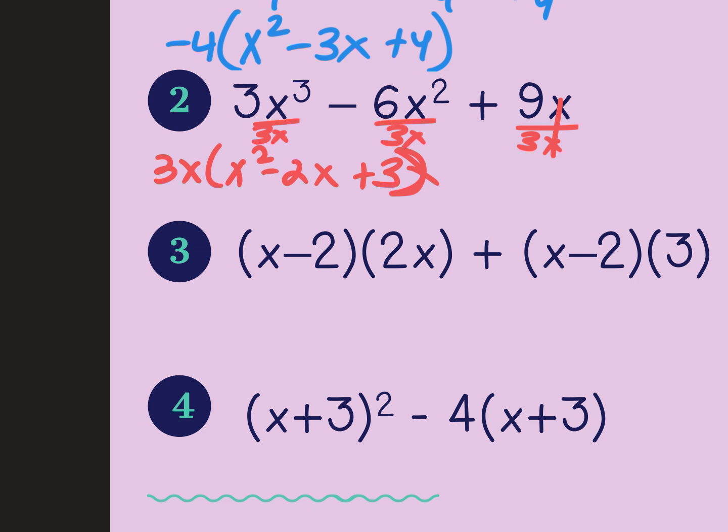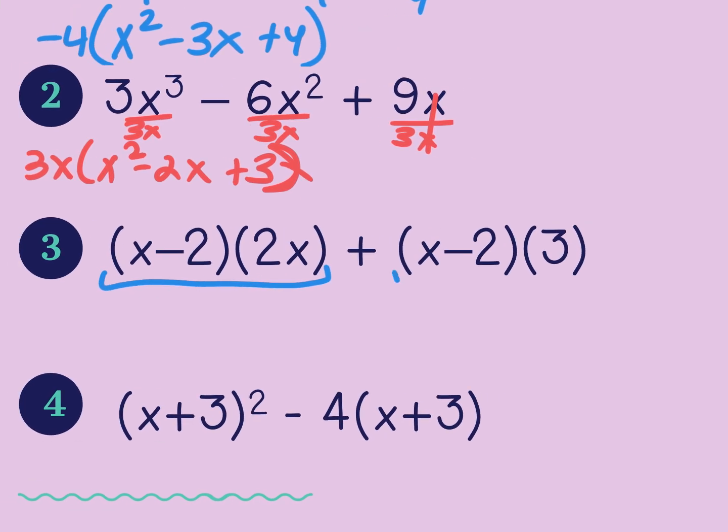All right, something like 3 and 4. Guys, understand this is one term and this is one term. Terms are separated by plus and minus signs. So with what I have underlined, do they have something in common? Yeah, they both have an x minus 2.